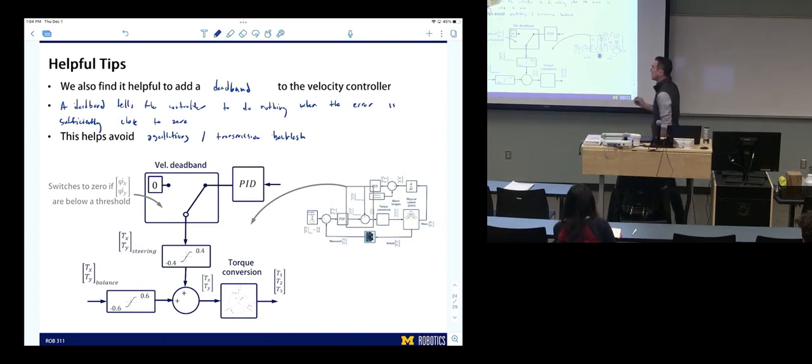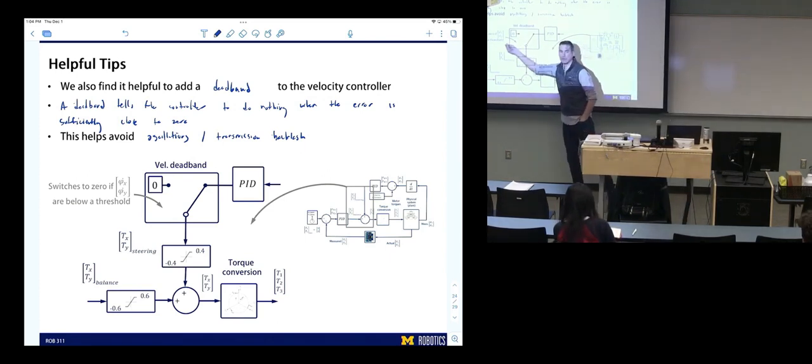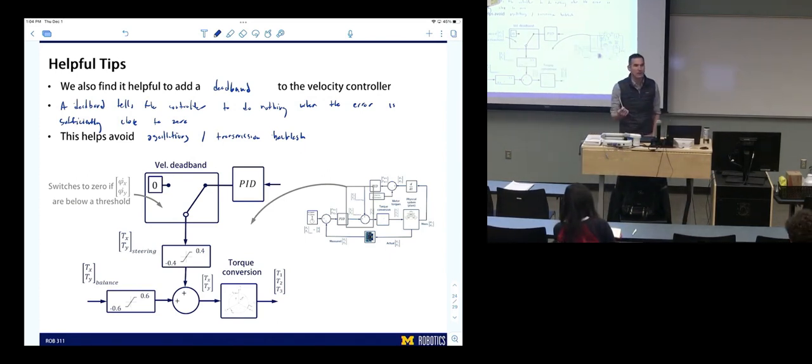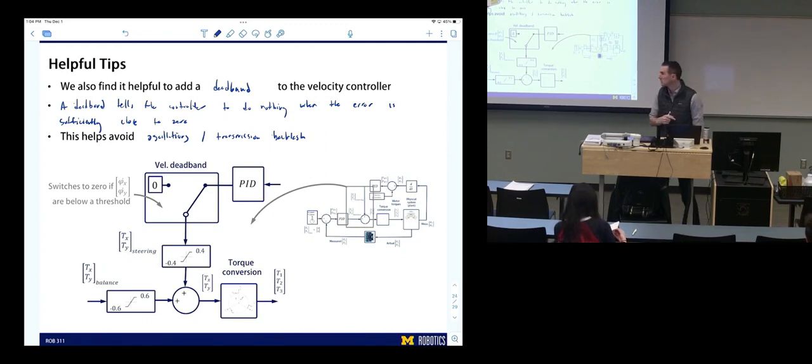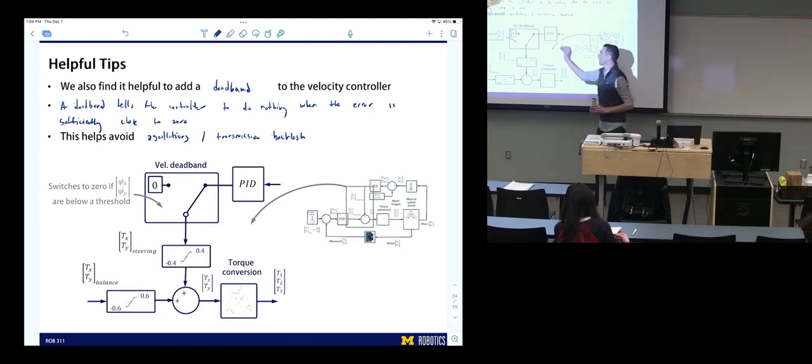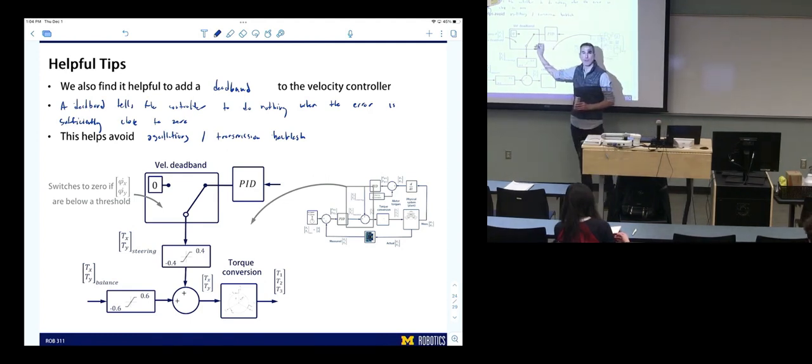So this says switches to zero if under certain conditions. Just to clarify, is it that the reference, the velocity that you're trying to track is zero, or is it the error? It's the output of the controller. Okay. Output of the controller, instead of providing effort, gets forced to providing no effort.